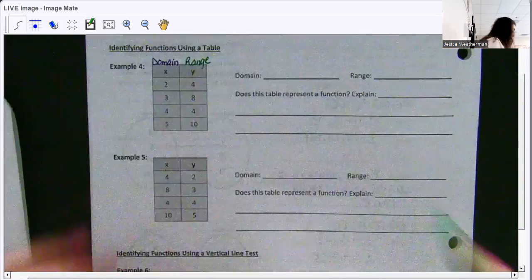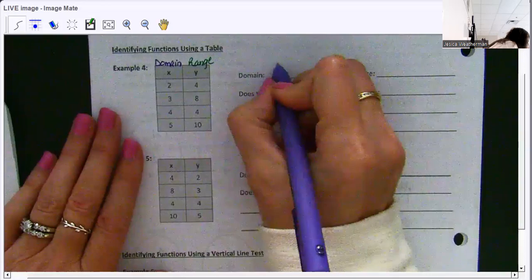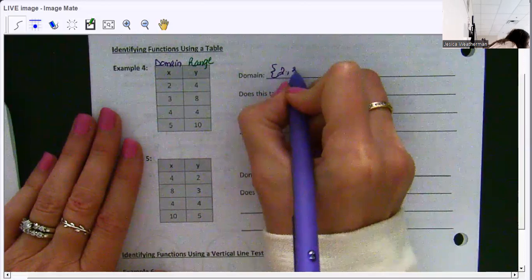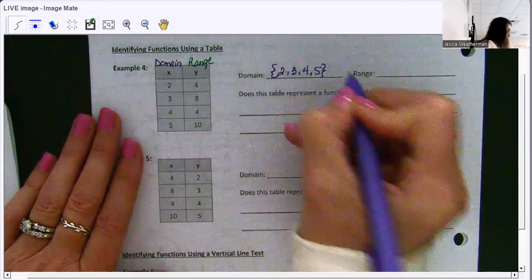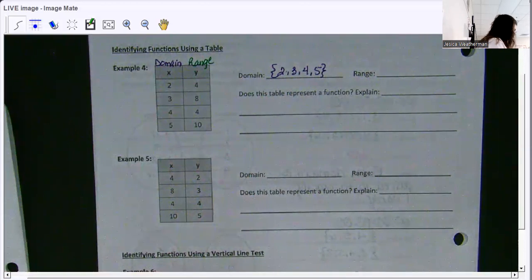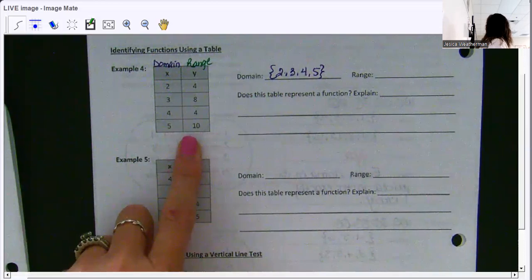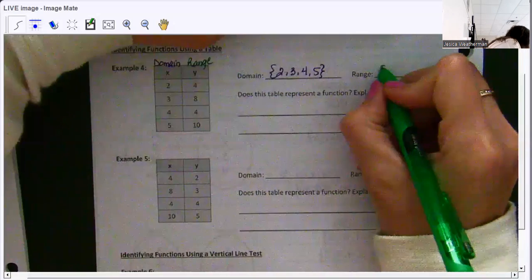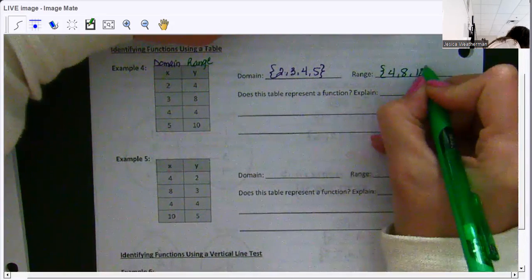Okay. So when we write our domain, we're just going to list these in order. So we have 2, 3, 4, and 5. And then our range. Notice that 4 is duplicated. We're only going to write it once. Okay, so our range is 4, 8, and 10.